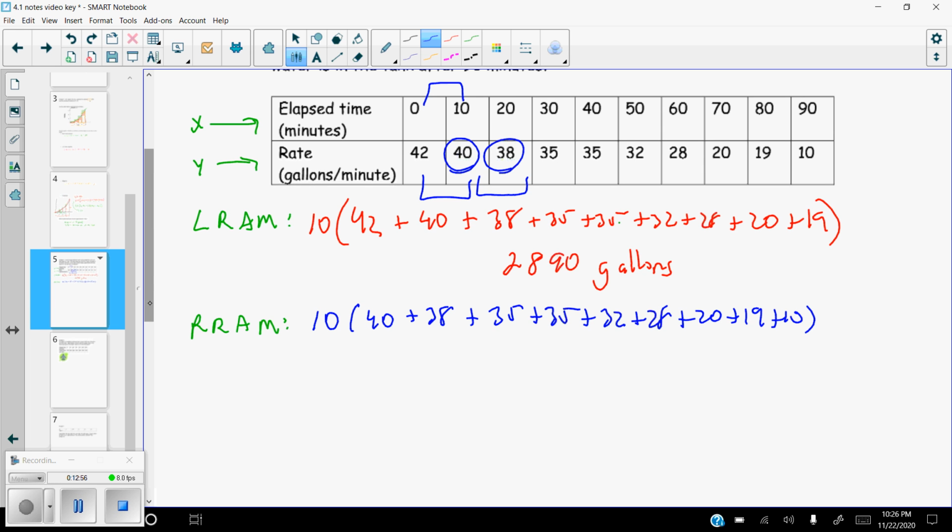Okay, adding all those values up, I've already gone ahead and done all this, is 2,570 gallons. It's 257, then we multiply it by 10.